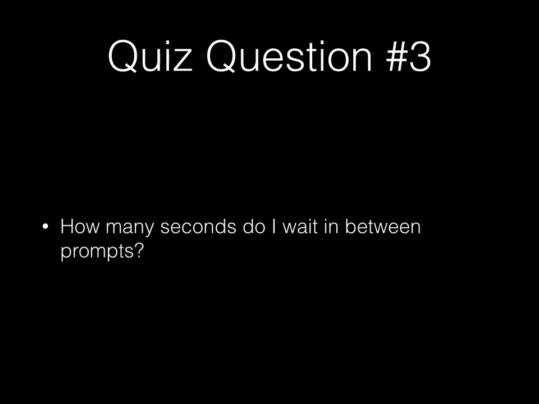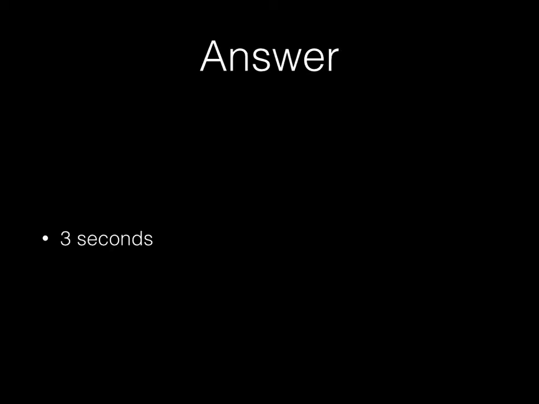Quiz question number 3, how many seconds do I wait in between prompts? And that would be 3 seconds. So 3 is kind of the lucky number here. So, have them do the first sound, B, wait for them to respond. If there's no response, B, wait again for a response, wait 3 seconds, prompt again, B, and then provide the reinforcement.